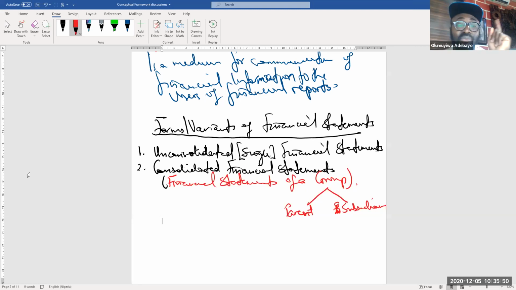And that's why anywhere you come across consolidated anything, you must understand that it is not of a single entity. It's of at least two entities that belong to the same group. And one automatically will be parent, the other will be the what? Subsidiary. We'll get to know this more as we move on. The third one is a combined financial statement.